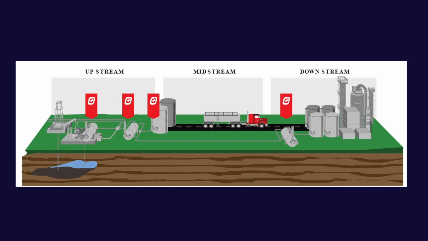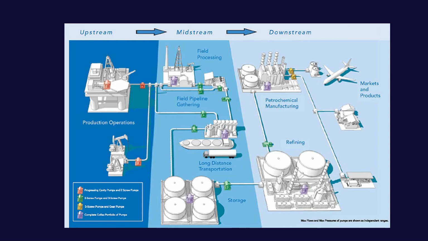Okay, this is another image of this. You have upstream here on the left, where you're extracting oil and gas from the ground, and then there's some very simple separation going on, and then it's put into pipelines and storage and trucks, and it goes into the downstream part where there's refineries and huge storage tanks and distribution networks. This is another image showing the same thing. So you have the upstream with production operations, then you have midstream with field processing, field pipeline gathering, long distance transport, storage. Then you have downstream with petrochemical manufacturing, which is what you think of when you look at a refinery. And then you have refining and markets and products and consumers of the products.